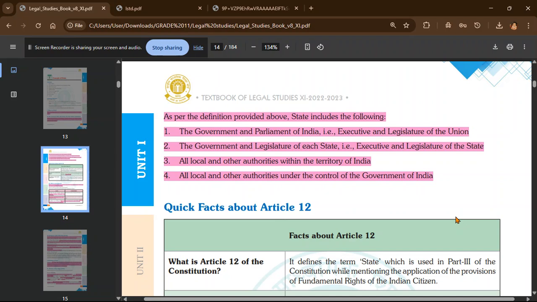See, there are some authorities that are not within the country but outside the country, but under the control of India. Suppose Indian embassies can be in foreign countries also, like USA or Dubai. They are outside your jurisdiction, but the government of India has control over them. Okay, so this is Article 12.